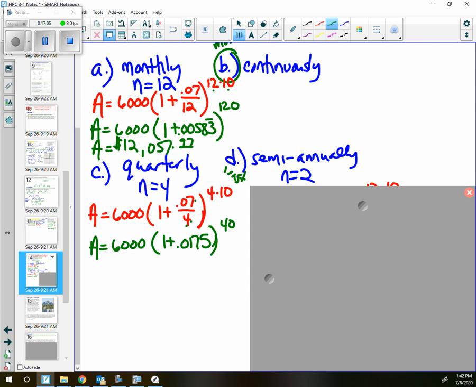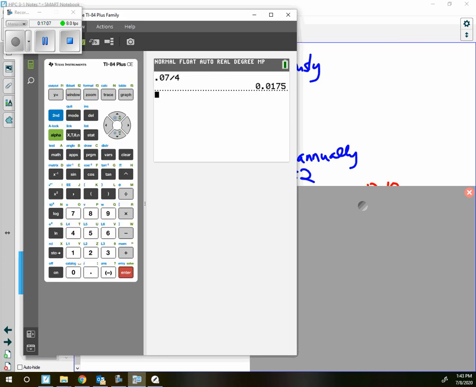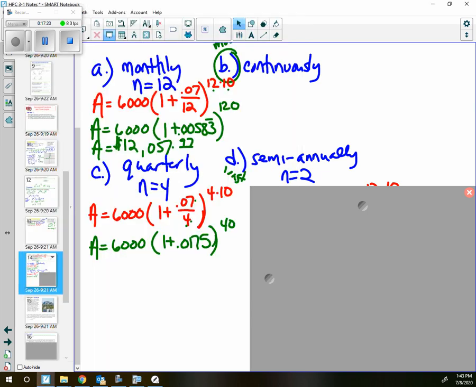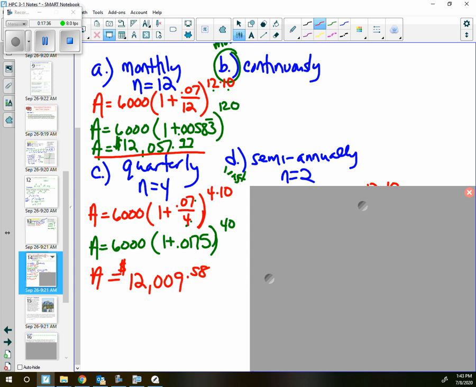So again, we can just calculate that in there. I'm going to go ahead and add my 1 to it, raise it to the 40th power, and then we're going to multiply by the 6,000 so we can see what that would be. So 12,009, and then rounded to the nearest penny would be 58 cents. And 58. Okay, so see how that compares. It's less, right? It's less than the original that we came up with, which was the 12,057. It's less because we're compounding a fewer number of times. So you're not going to earn as much interest.